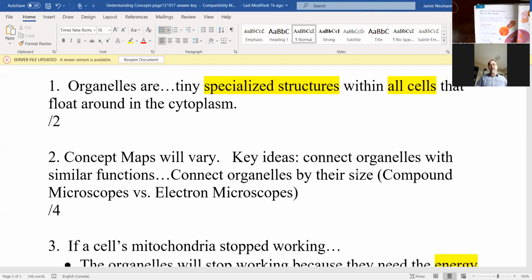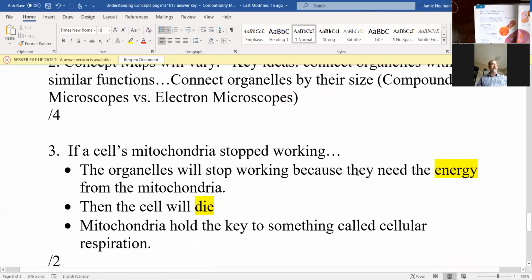And I mentioned that on the drawing cells video, also on the PowerPoint. Things like the endoplasmic reticulum and the ribosomes both have a very important role to play in protein synthesis, the production of proteins. So those are two that could be shown together, for example, in your concept map. And there are others that are involved in recycling that could be shown together.